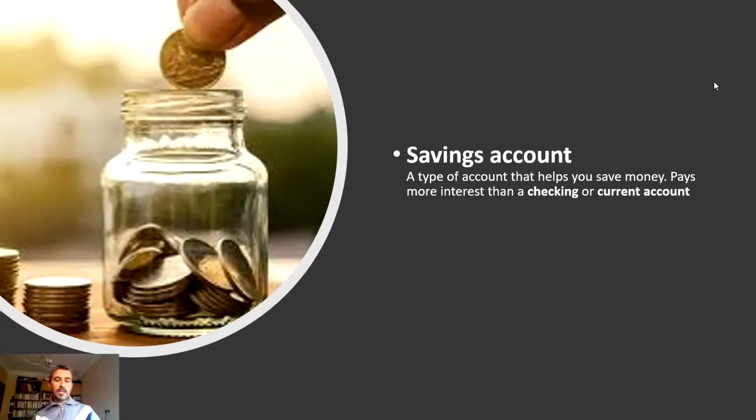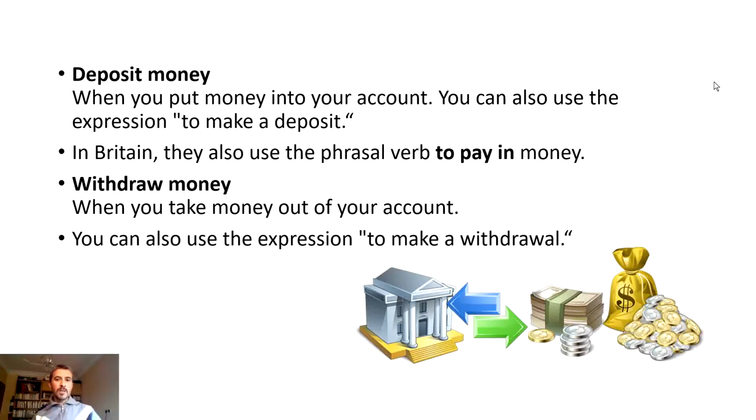Another type of account is a savings account. A savings account is where you put money and usually don't use it. And for this you get extra interest. So they pay more interest than on current accounts. And of course, if you have a savings account, you need to get rid of these interests that you have in the account.